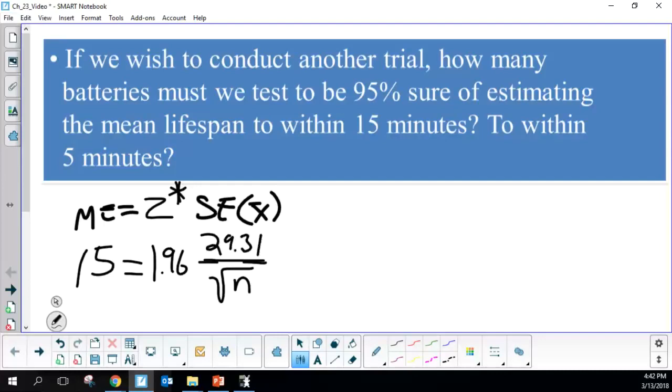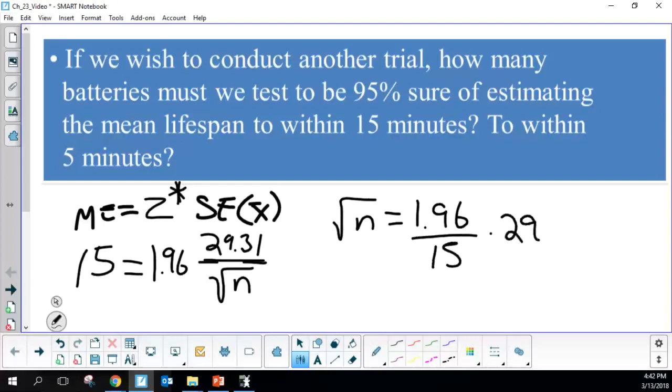Now in order to find this, I'm going to do a little bit of algebra, move a few things around. So I have the square root of n, make that a little bit cleaner. The square root of n is going to be equal to 1.96 divided by 15 times 29.31. I can solve for this side and then square each so that n is going to be approximately 14.67. So that gives me an approximation of my n. So for my first initial assumption, I'd say I have 15 should be my sample size.